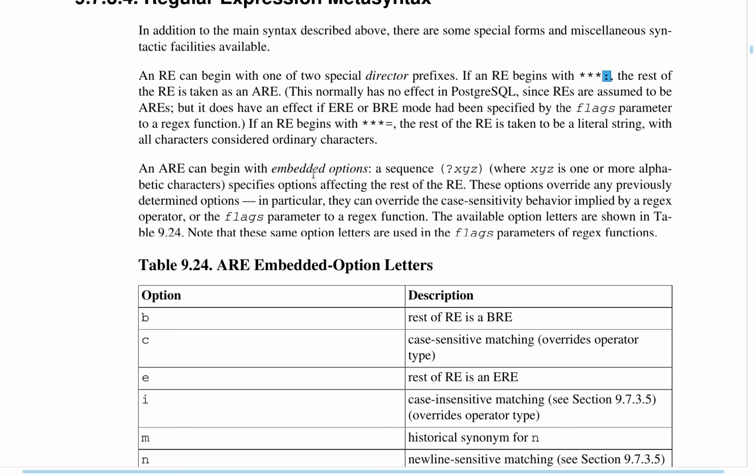An ARE can begin with embedded options: a sequence, for example, (?xyz) in parentheses, where xyz is one or more alphabetic characters, specifies options affecting the rest of the RE. These options override any previously determined options. In particular, they can override the case sensitivity behavior implied by a regex operator or the flags parameter to a regex function. The available option letters are shown in Table 9.24, that is this table. Note that these same option letters are used in the flags parameter of regex functions.